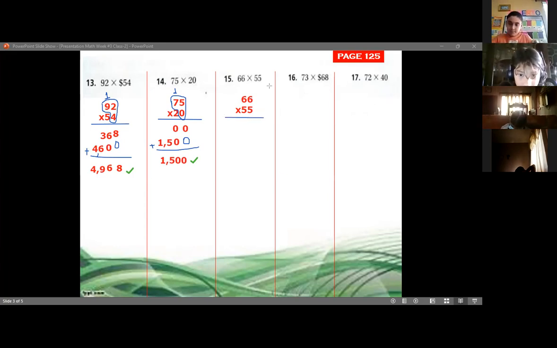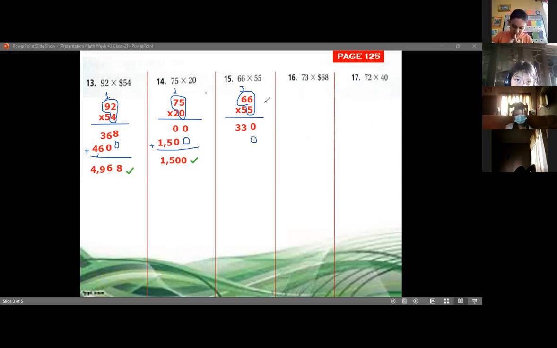Now let's multiply 66 times 55. We multiply the ones. 5 times 6, 30. We say 30, so we write the 0 and we regroup the 3. 5 times 6 again, plus 3. 30 plus 3, 33. We have 330.